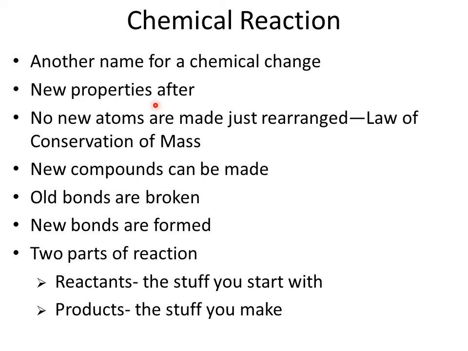It's very important to understand that no new atoms are made during a chemical reaction. They're just rearranged. And that's the law of conservation of mass. You can't create or destroy atoms. You can only move them around. And that means new compounds can be made. And in order to do that, old bonds have to be broken and new bonds have to form.